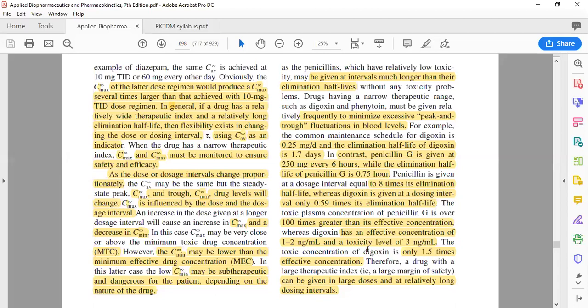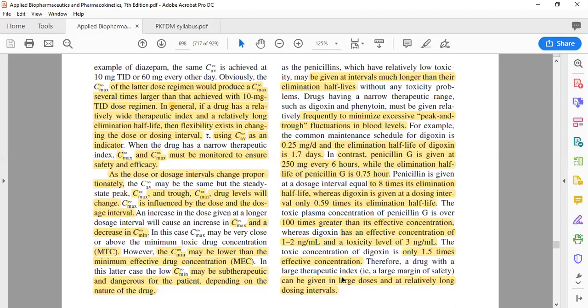But when you see the digoxin case, the effective concentration is just 1.2 nanogram per ml. You might be remembering from your TDM, but its toxic level is 3 nanogram per ml. So how thin is the line, you can imagine. That is why the toxic concentration of digoxin is only 1.5 times the effective concentration.